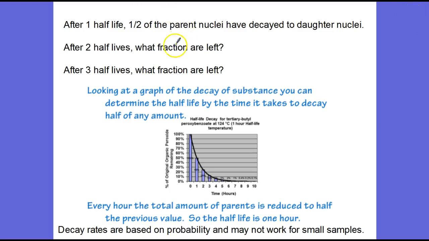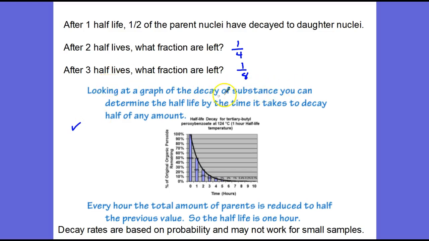After one half-life, half the parent nuclei have decayed to daughter nuclei. After 2 half-lives, what fraction is left? Well, at the end of 1, you have half, and then half of that, well, you have a fourth. And then half of that, after 3 half-lives, you would have an eighth, and so on and so on. This I just picked up from the course content because it was as good as anything.